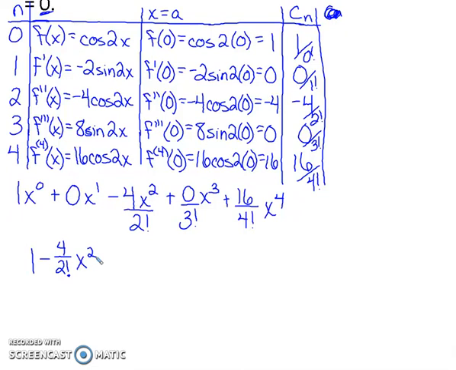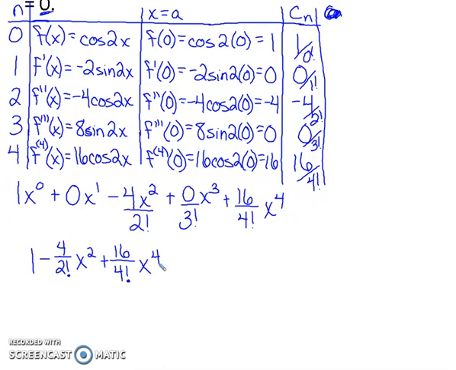Then our next term, we've got that 0 there, so the x cubed term would go away. And then the last one, we would just write 16 over 4 factorial, even though that could simplify, times x to the 4th. So that function models the behavior of cosine 2x.